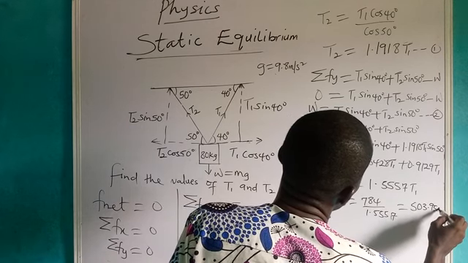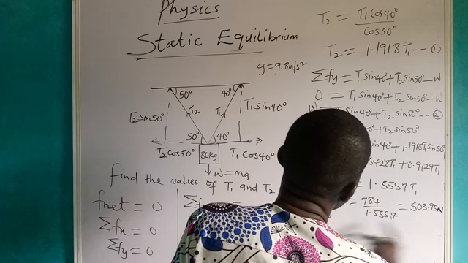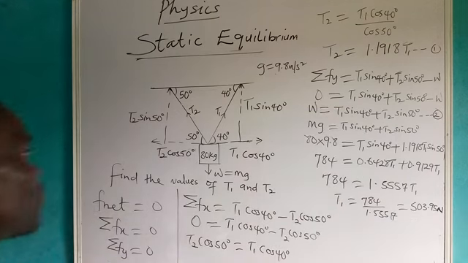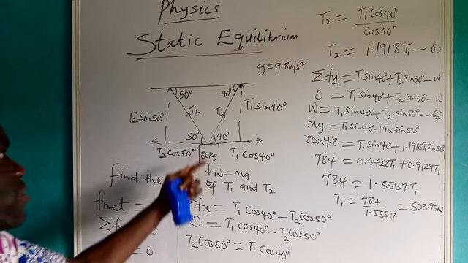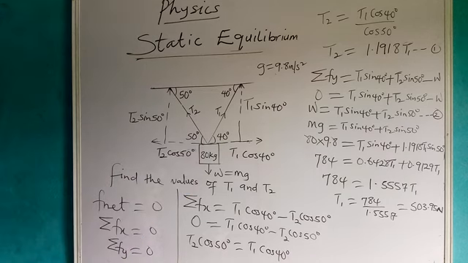503.95 Newton. You know we are dealing with tension. The unit for tension is Newton because tension is also a force. It exists in a rope. Now we have found T1, and we can calculate for T2.